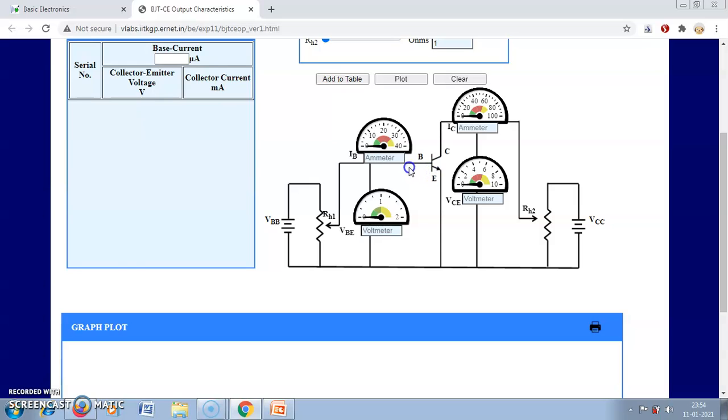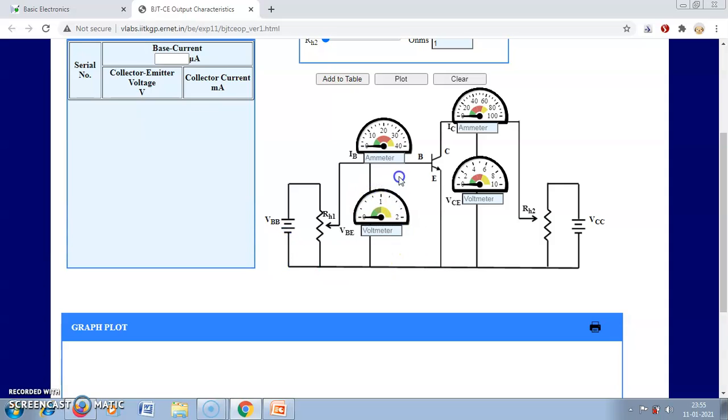We know the normal biasing condition of the transistor is that the input junction is always forward biased and the output junction is reverse biased. So for the forward biasing of the input junction, meaning the base to emitter junction, here this is the battery and this is the variable resistance. By changing the resistance, we can apply different voltages across the base to emitter terminals, that means the input terminals. For forward biasing of the input junction, the positive terminal of the battery is connected to the base and the negative terminal of the battery is connected to the emitter.